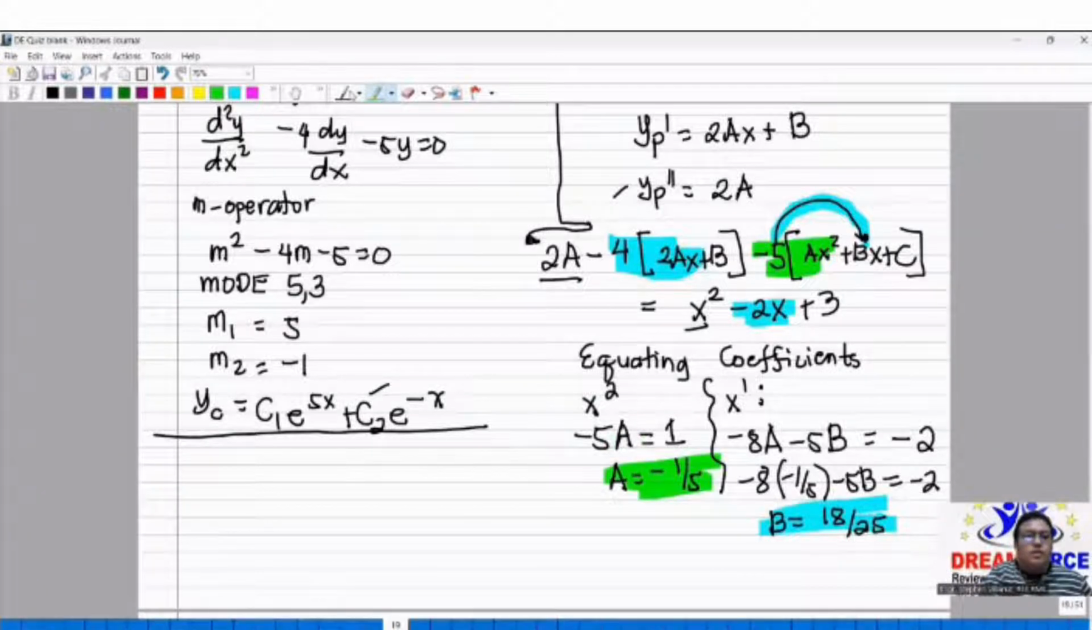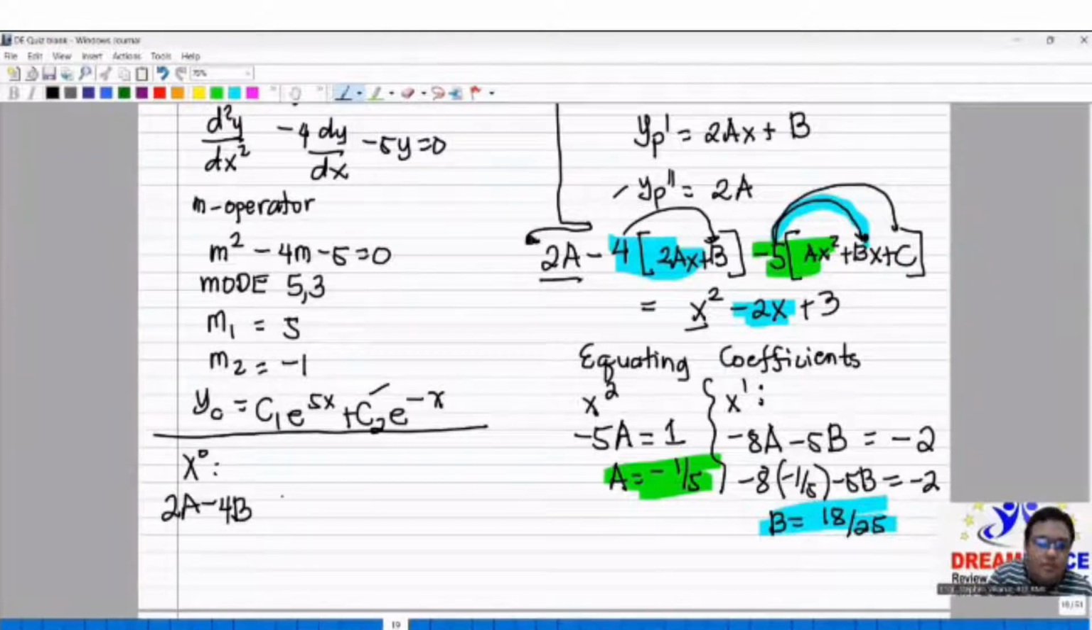Okay? Next, let's go now to x raised to 0 or your constants. Okay? So, unahin natin yung first term. This is 2a. Next term, negative 4 times b. Constant rin yan. So, negative 4b. Then, dito sa susunod, okay, negative 5c. Then, this is now equal to, okay, yung constant dito sa right side, that is 3. Okay, solving for c na tayo.